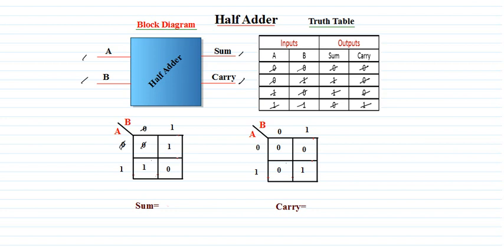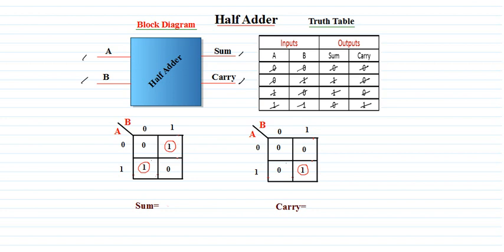So now let us group the ones in the Karnaugh maps in order to write the Boolean expression. Here, if you observe, we don't have adjacent ones. That is the reason I'm going to group this one and this one individually. Similarly, for the carry map, we will group this one as it is.